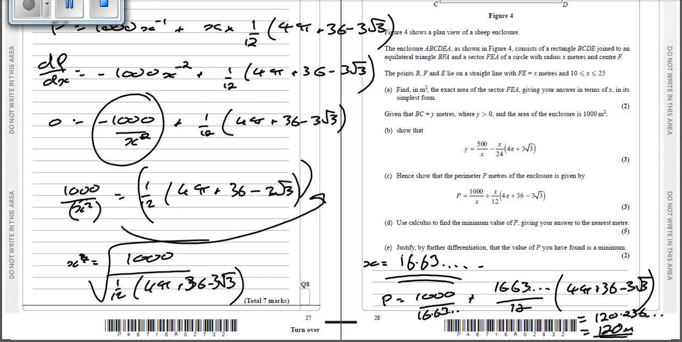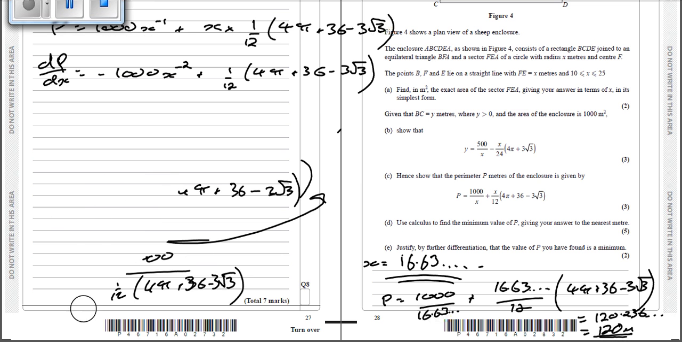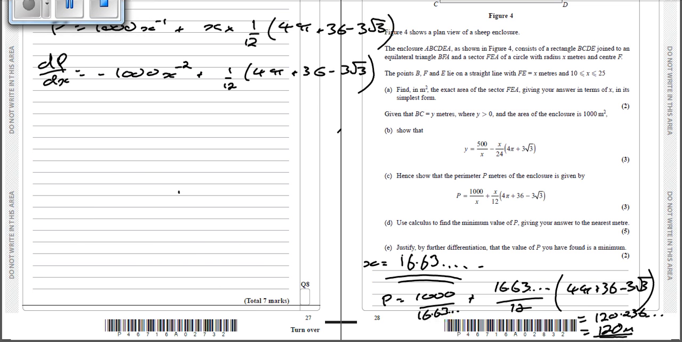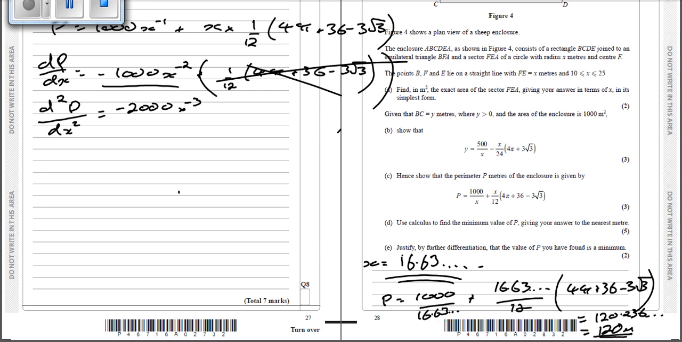So when we differentiated, we got this thing here. To find out whether it's a maximum or a minimum, what we do is we differentiate again. Differentiating again looks like d2p by dx squared. If we do minus 1000 x to the minus 2 and differentiate that, it's going to be minus 2000 x to the minus 3. And thankfully, this disappears. So that's not going to be minus 2000 at all, is it? That's going to be plus 2000, so it's 2000 x to the minus 3, over x to the power of minus 3.